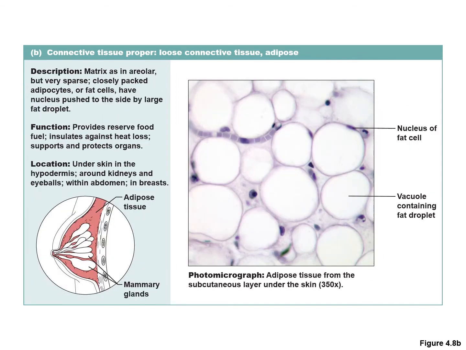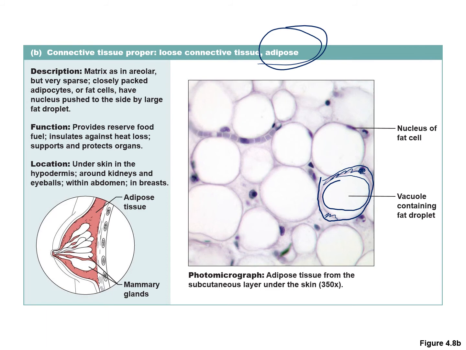Adipose tissue. Well, unfortunately, in some people, it's also widely distributed. The matrix is areolar, but very sparse. The cells are called adipocytes, and they are closely packed. So this is actually kind of like one cell over here. And this cell has this huge vacuole, and what is inside this vacuole is the fat droplet. So here's the nucleus, and this purple stuff, that's a part of the cytoplasm of the cell.